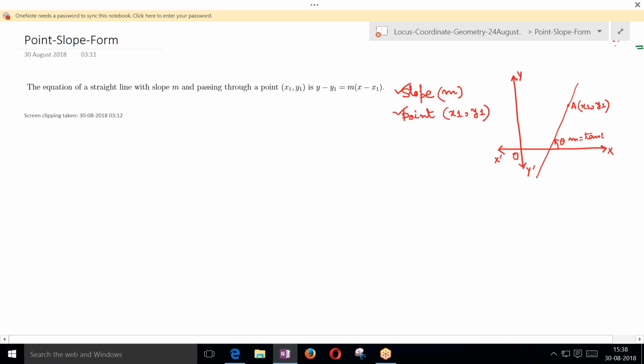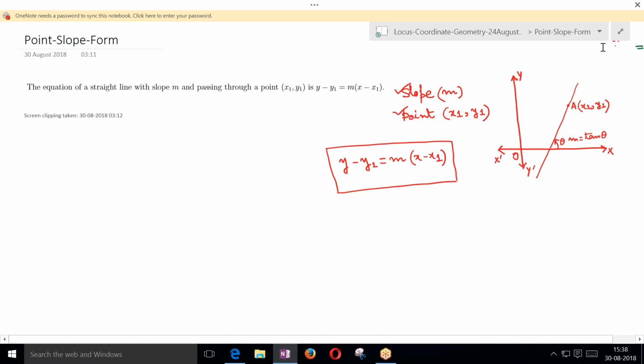m is equal to tan theta. m is known to us. Then what is the equation of the straight line? The equation of the straight line is y minus y1 is equal to m, the slope that is given, into x minus x1. This is the equation of the straight line when we know two pieces of information: the point through which the straight line is passing, which is (x1, y1), and m, the slope of that straight line. I hope it is clear.